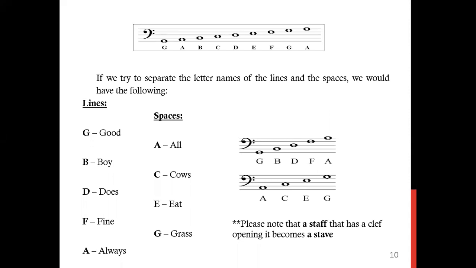We've got four types of clef, sir. Pardon? We've got four types, sir. Four types, thank you. Four types of clef.